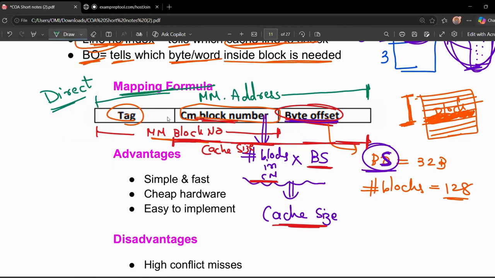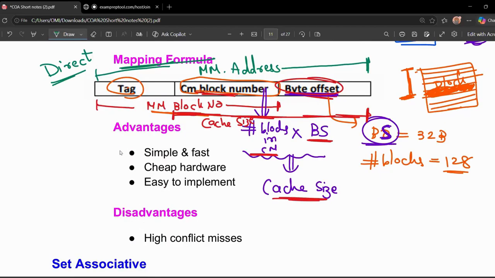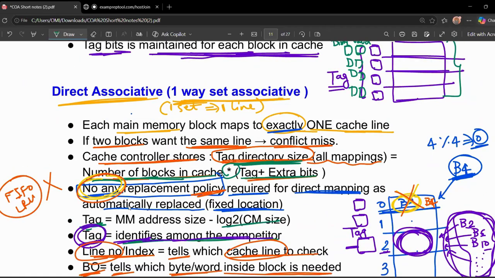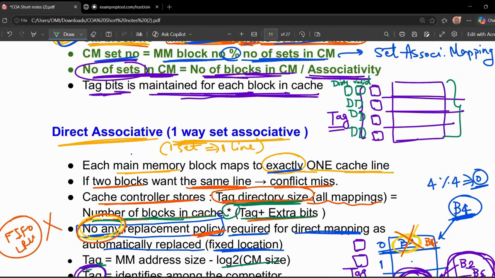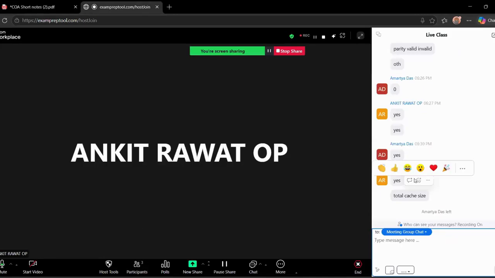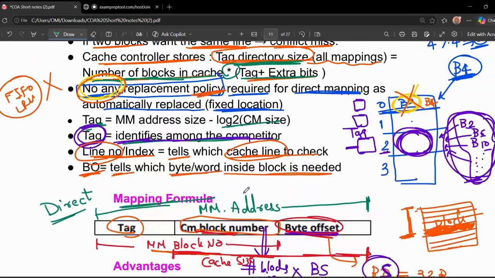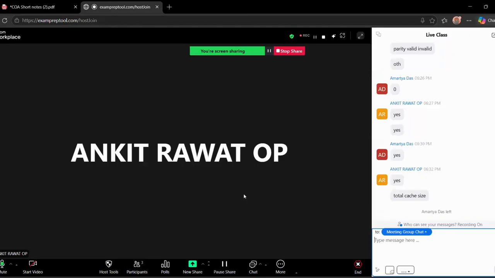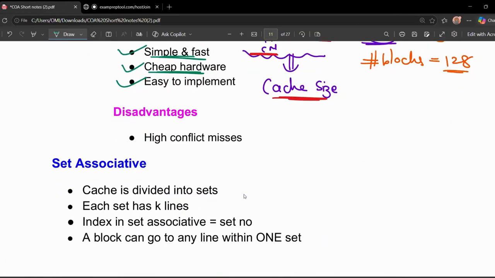What is the advantage? It is simple and fast. It requires cheap hardware and is easy to implement. Why? Because the mapping is very simple. Each block maps to exactly one cache line. You just have to do a mod.